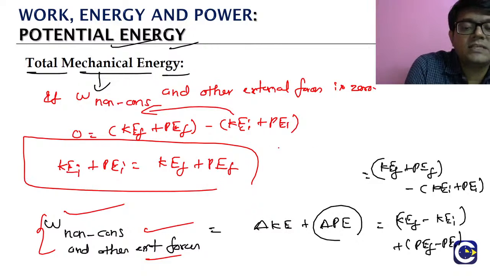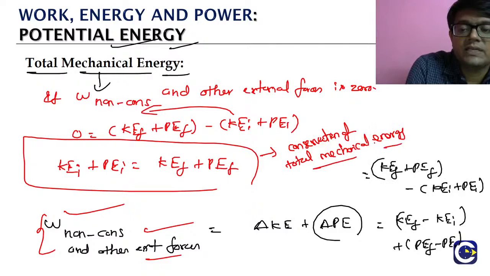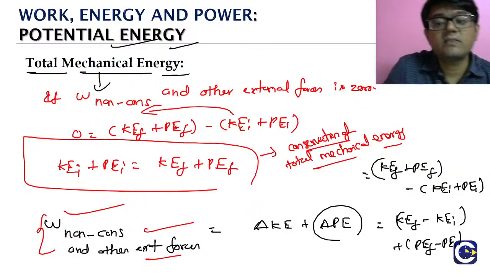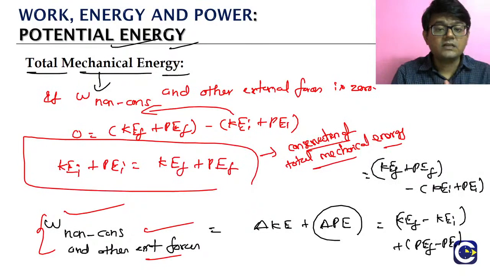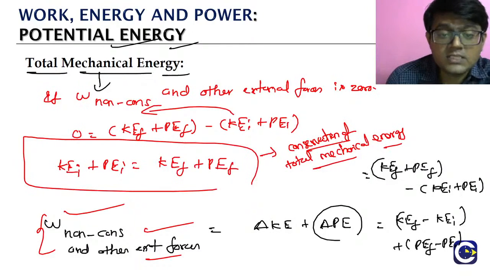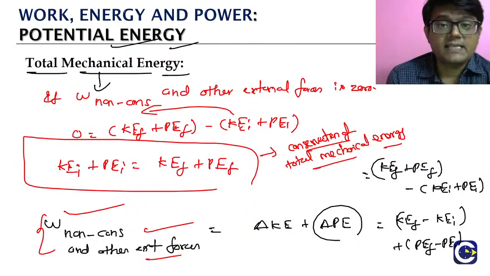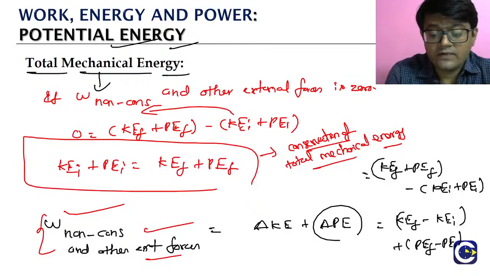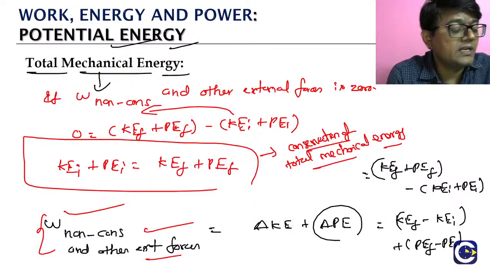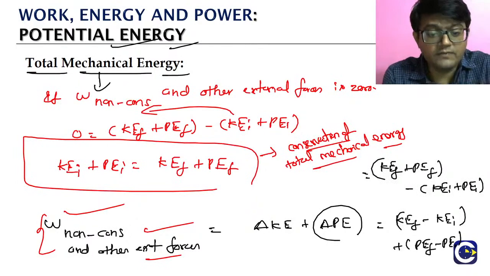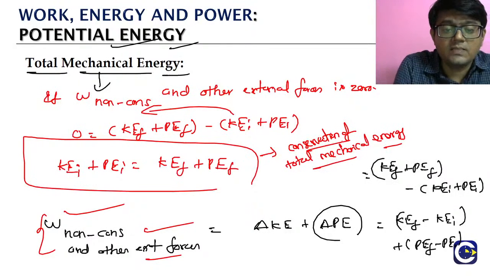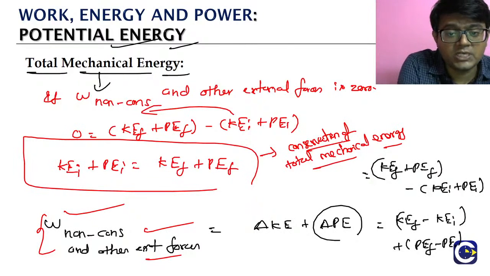Do you know what this is? This is what we refer to as the conservation of total mechanical energy. When does this happen? When the work done by the non-conservative forces and any other external forces acting on the body is zero, then we will have the initial kinetic energy plus potential energy equal to the final kinetic energy plus potential energy, which means the initial total mechanical energy. What is mechanical energy? Kinetic energy plus potential energy terms.